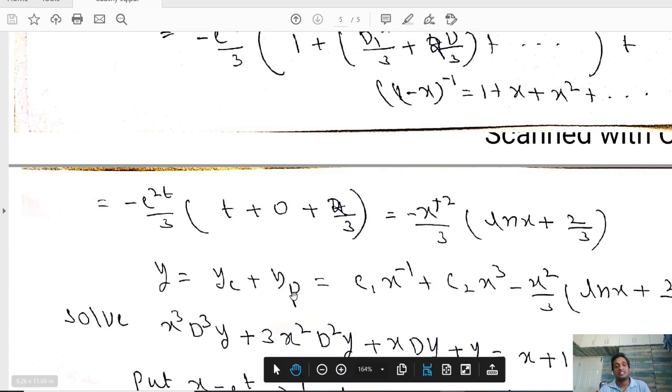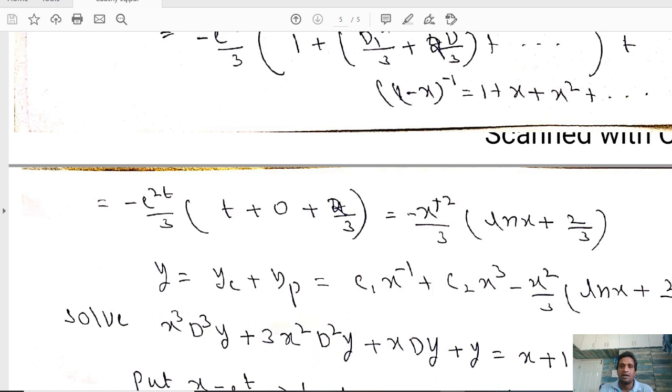So y is equal to yc plus yp. So I am writing yc here and yp. Okay. And one more problem is there in Cauchy-Euler equation. In the next class, we will discuss the problem and we jump to Legendre equation. That is also an extension of the Cauchy-Euler equation. Here x power n term is there. In the Legendre equation, ax plus b whole power n terms.